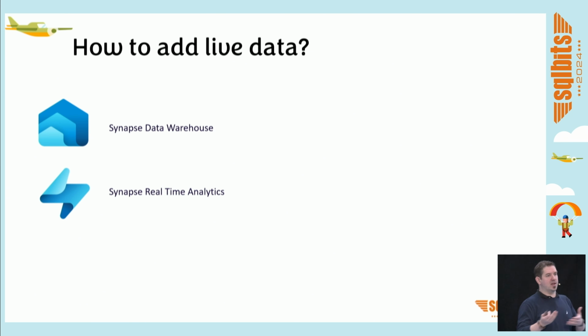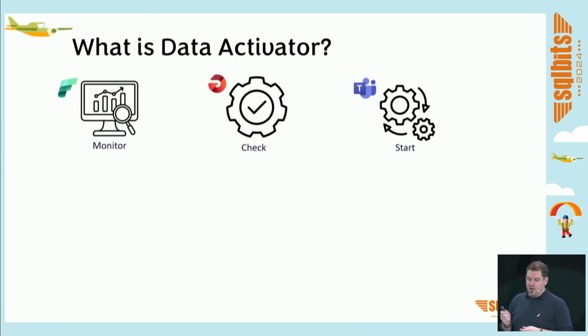So if you work with Data Activator to trigger a value and then send a message is the easy part. The bigger part is really to create all of the live data. What do we have here? Again, we have the same principles. We have a monitor, we have a check, and we have something to start.